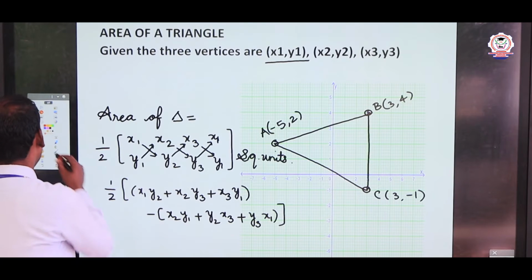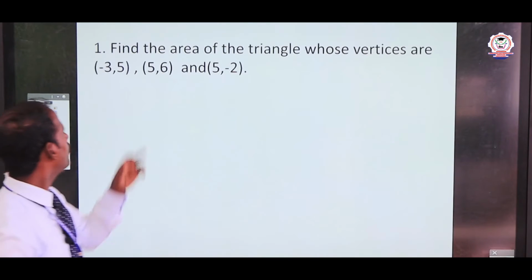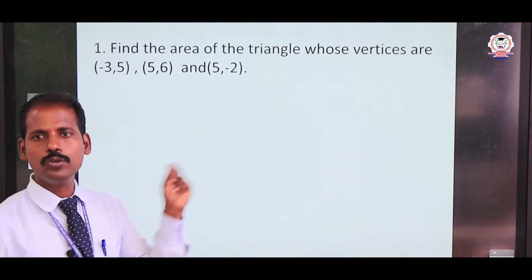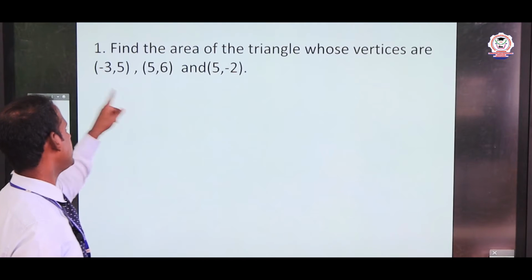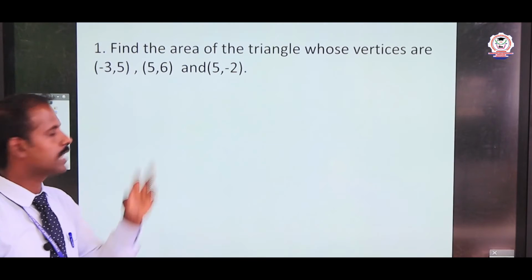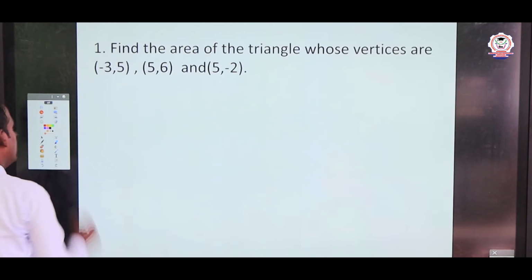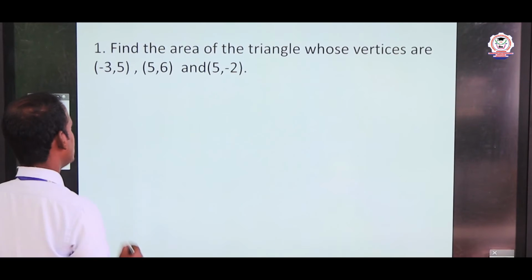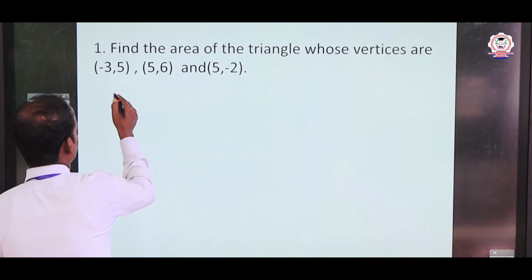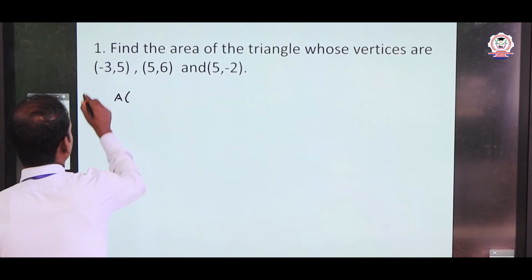Now one example. Listen to everyone. Find the area of triangle whose vertices are minus 3 comma 5, 5 comma 6 and 5 comma minus 2. These are the 3 points. So first let us consider A point. This is the solution.